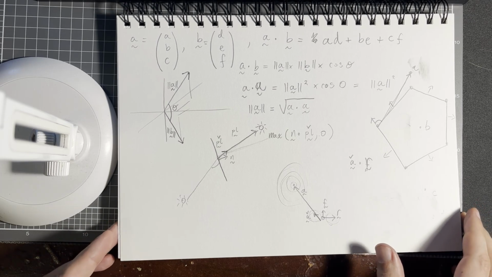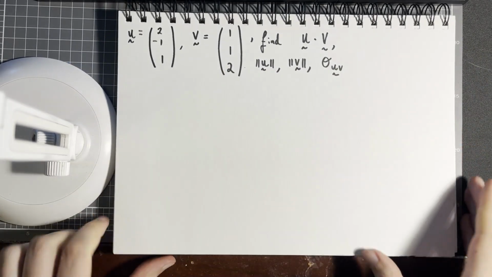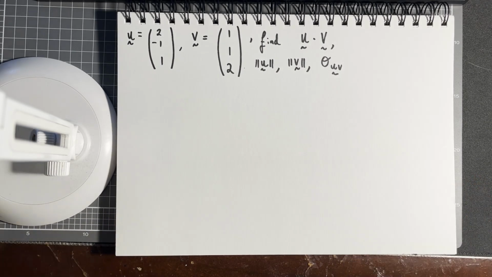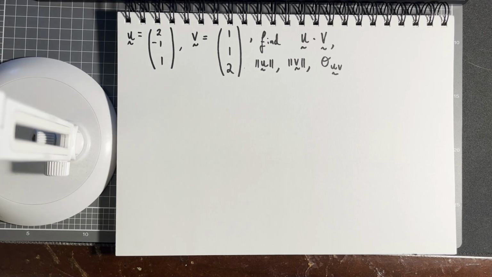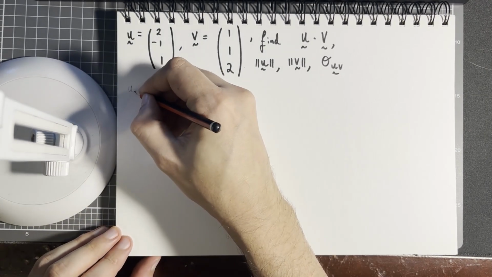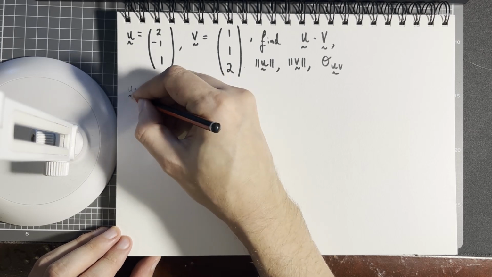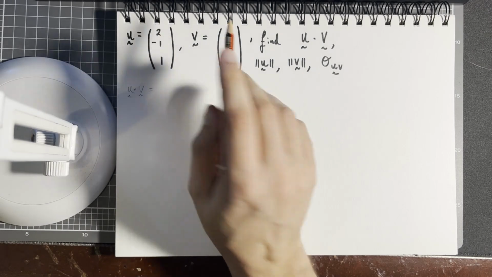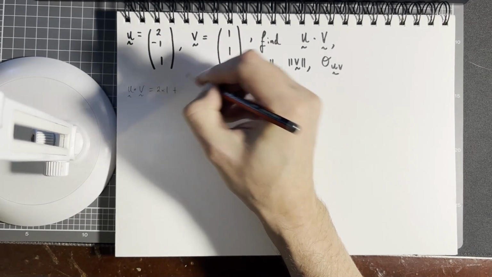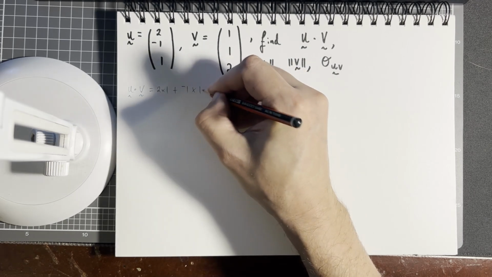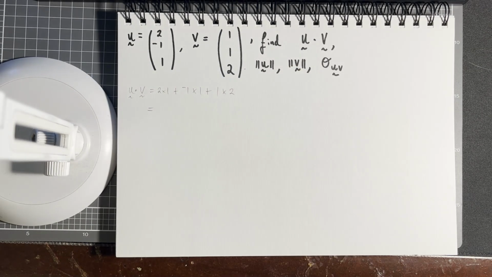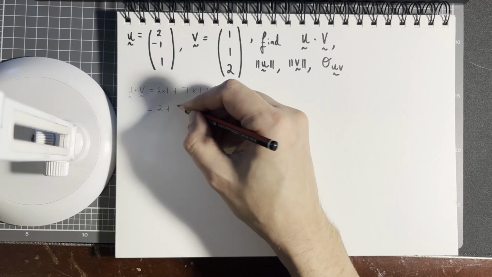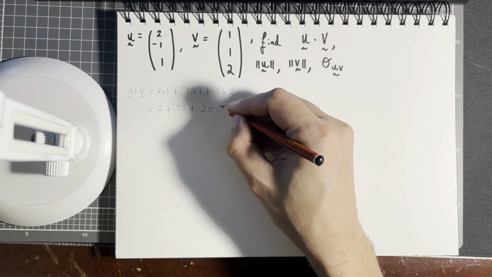Now for something a little more concrete, and that is calculation. So, we want to first up find the regular straight dot product. Then we want to find the magnitude of these vectors individually, and then find the angle between them. So, let's go first up. The dot product of u with v is 2 times 1 plus -1 times 1 plus 1 times 2. This is a lot of fun. And this comes out to 2 minus 1 plus 2, which is 3.